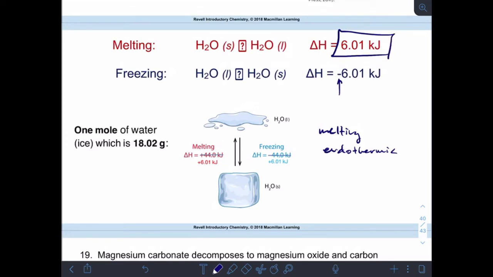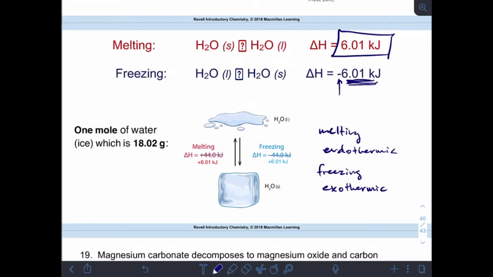Now I've got liquid water. If I want to freeze that liquid water, I have to take energy out. Freezing is exothermic, because we're taking energy out, we're cooling it down. And the point is that the amount of energy that it takes has the same magnitude, 6.01 kilojoules, whether I'm melting or freezing.